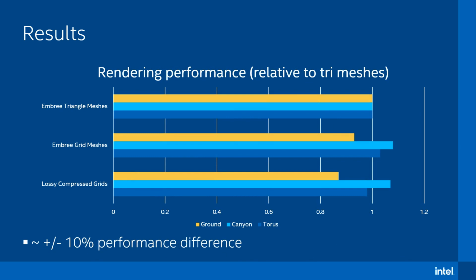Besides memory consumption, rendering performance is obviously also very important. This chart here shows relative rendering performance compared to triangle meshes. And you can see that our lossy compressed grid approach, even though it contains some decompression overhead, fares pretty well here. The overhead to rendering is just about 10%. And for one of the bigger scenes, because of the reduced memory footprint and therefore the reduced number of cache misses, TLB misses, etc., we actually surpassed the rendering performance of triangle meshes.